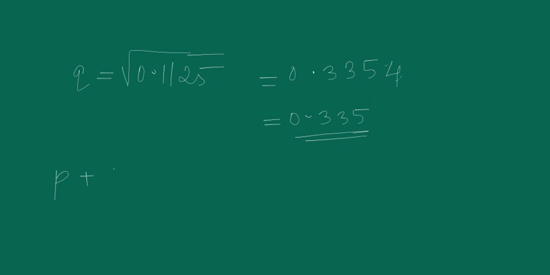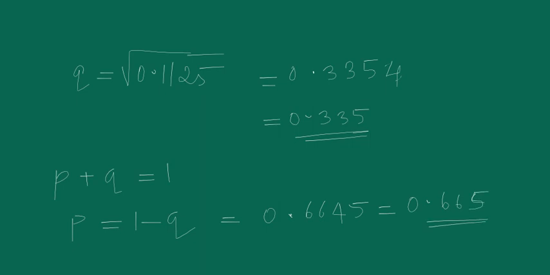So what will be the value of p? p plus q is equal to 1, you know. So what will be p? 1 minus q. That is 1 minus 0.335, which is 0.6645, or you can write it as 0.665, rounding off. Okay, so this will be the value of p and q. Do you understand?